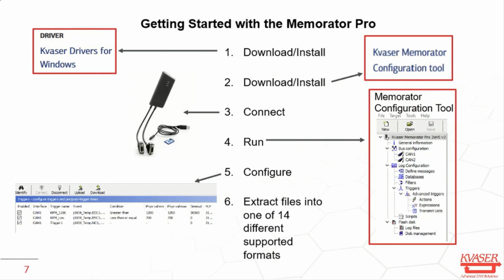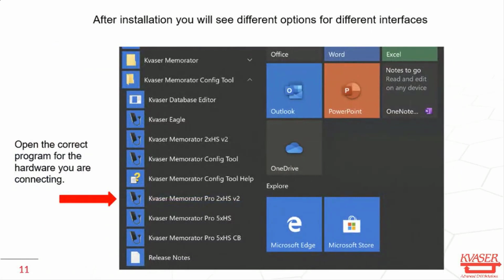You see a screenshot of the primary window you see running Memorator configuration tools for a 2-channel Memorator. You would configure your filters and triggers that I show in smaller text than can be read. Just a couple of triggers configured there as an example. And then the final process after catching the data would be to extract the files into, again, one of 14 different supported formats for analysis. So that's the abbreviated version of what we'll talk about today.